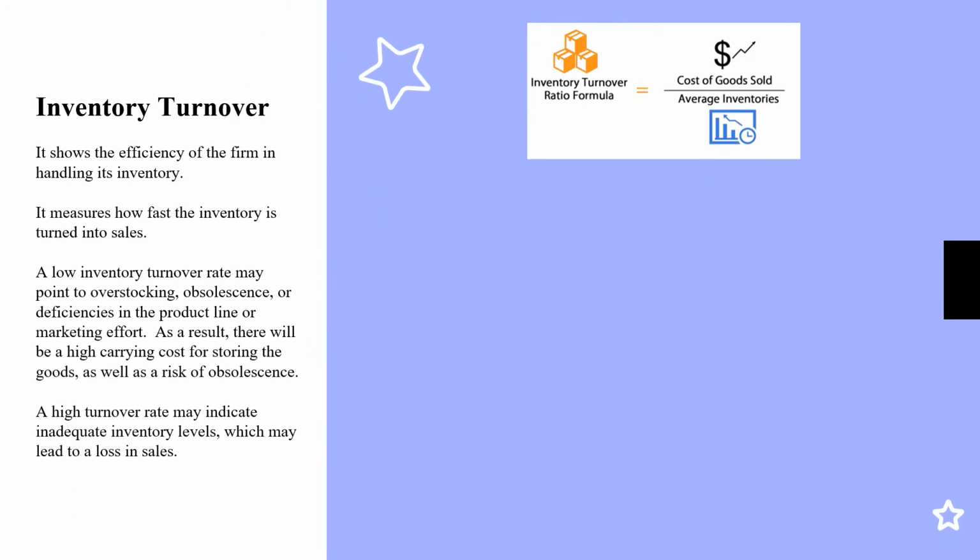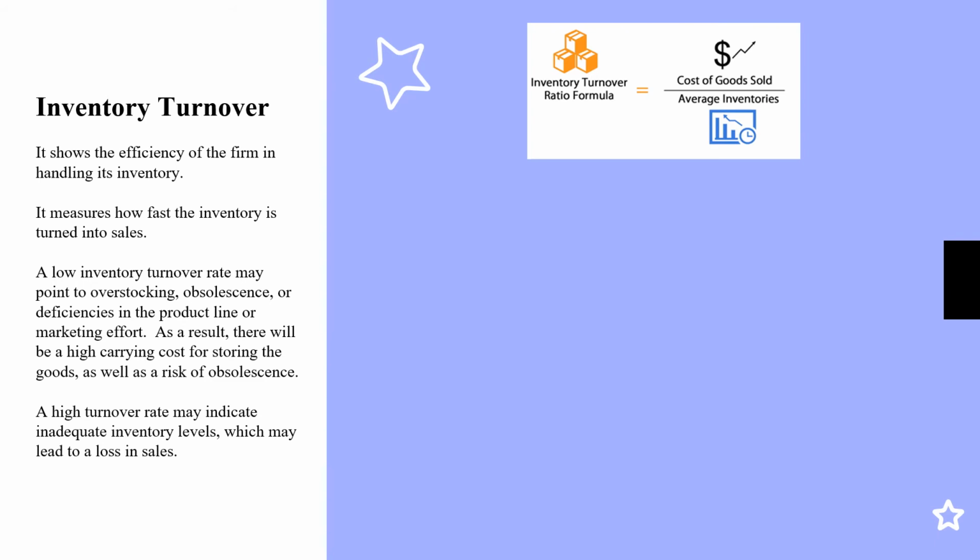So another activity ratio is the inventory turnover ratio. So it shows the efficiency of the firm in handling its inventory. Also, it measures how fast the inventory is turned into sales. So gaano ba kabilis nakakapag-convert si business ng inventory into sales or into cash? Or gaano kabilis siya nakakabenta?